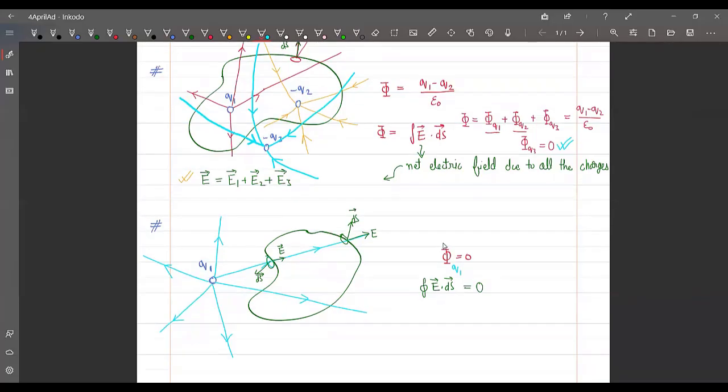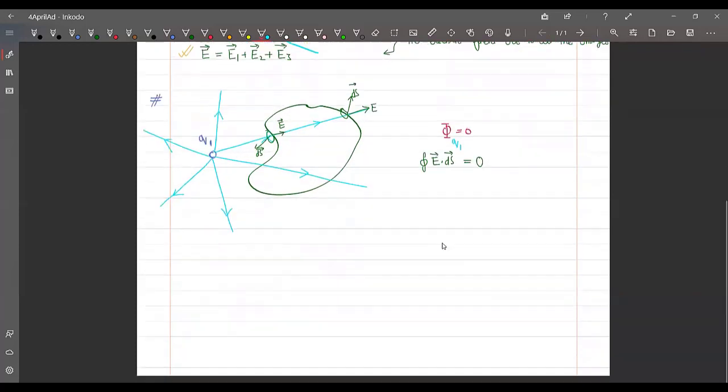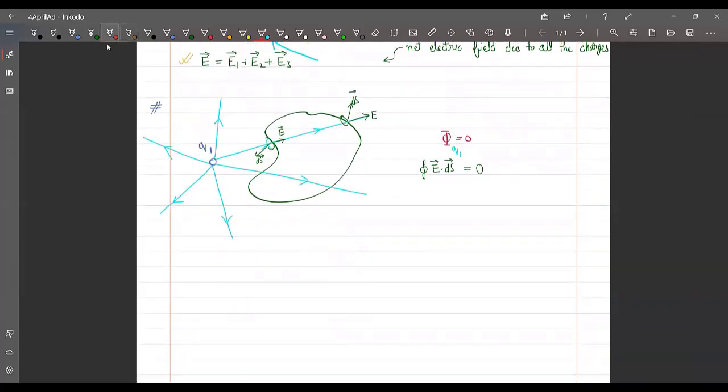Gauss theorem is always valid, but useful only for symmetrical cases. I'll tell you what it means by some examples.